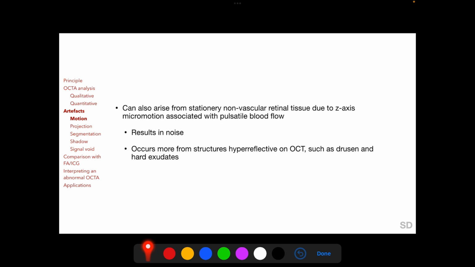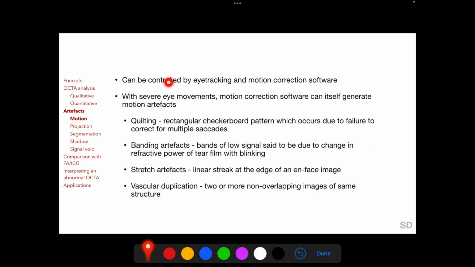And motion artifacts can appear as vessel discontinuities and white or dark vertical or horizontal straight lines. Motion artifacts can also arise from stationary non-vascular retinal tissue due to Z-axis micromotion perpendicular to the retinal surface associated with pulsatile blood flow. Motion artifacts can be controlled by eye tracking and motion correction software, but with severe eye movements, motion correction software can itself generate motion artifacts, and these are of several types. Example images of each can be found on the internet.